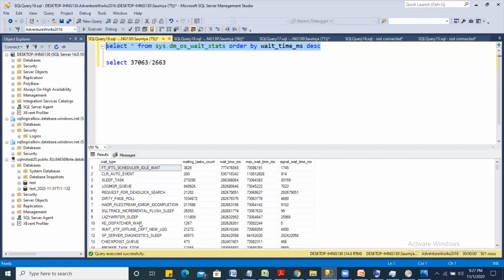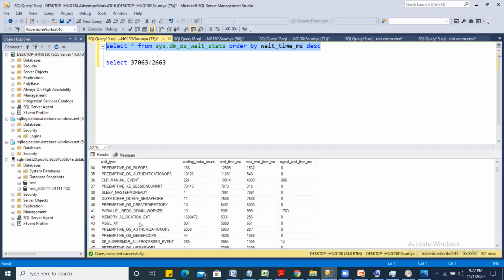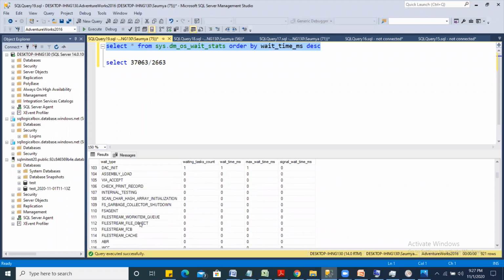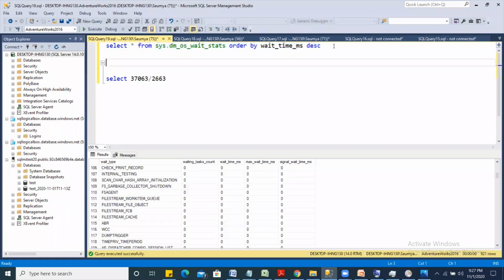I am looking for CXPACKET and SOS_SCHEDULER_YIELD. So it's very hard to find. Let us rewrite the query to find that wait. We can change the query where wait_type like '%CXPACKET%'. Let us run this query.